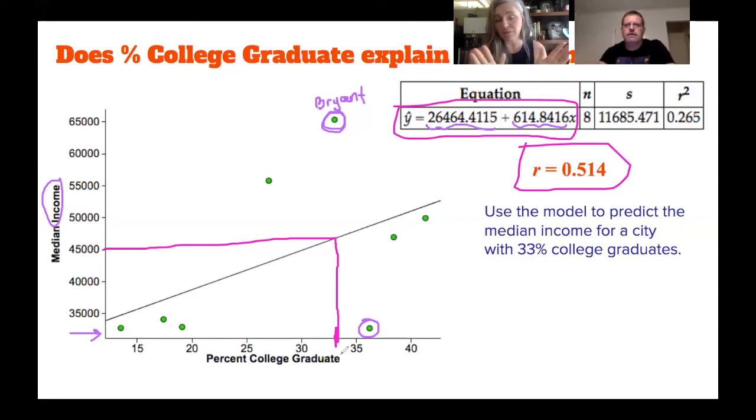Right. So we do see a positive correlation with percent college graduate. I want to be clear about that. The more college graduates you have, the income does, in fact, go up. It's just maybe not as closely correlated as we would like it to be.